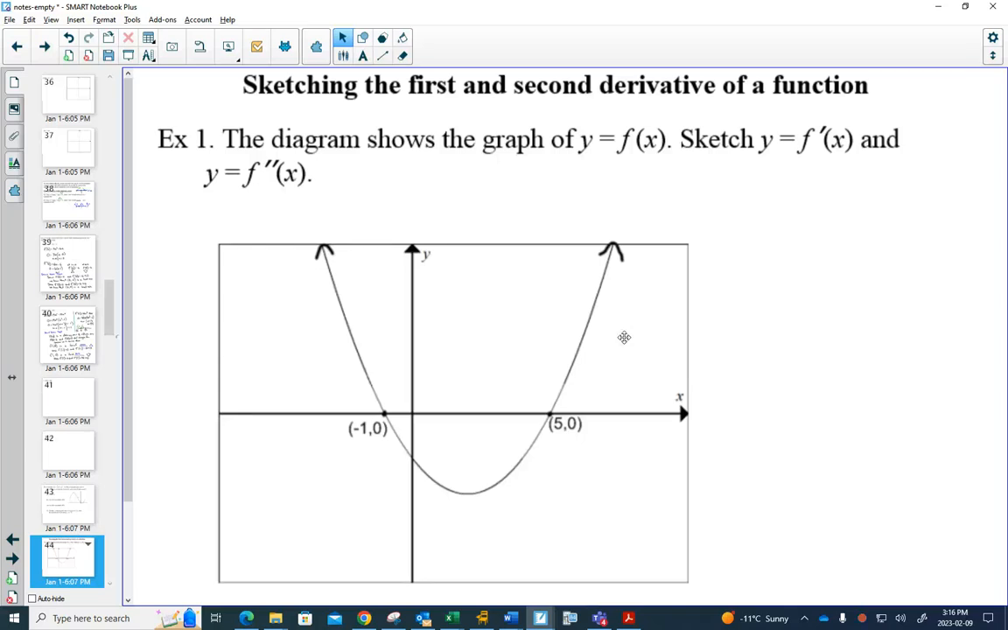What we're going to do is curve sketching, but using not an equation, but a graph to help us sketch the next graph. So here we've got the diagram of f of x. And what we're going to do to help us sketch the graphs of f prime of x and f double prime of x is use our number lines that we would normally do.